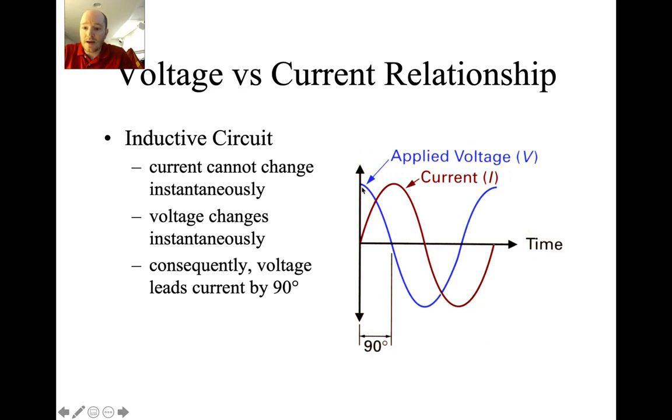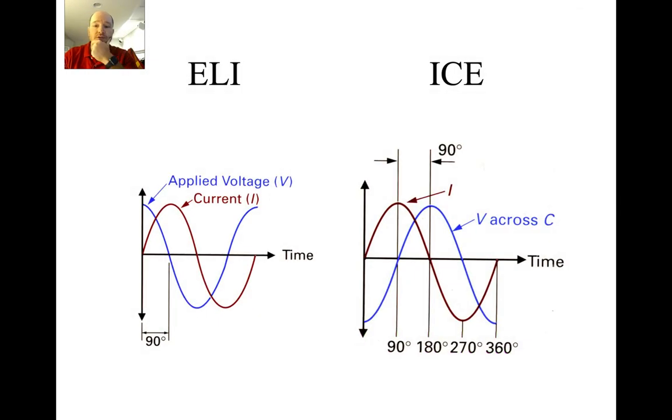Here's my applied voltage. I'm 90 degrees ahead of where my current is. So this is at 90 degrees. This is at 0. And again, this is for a purely inductive circuit. If you throw a resistor in there, you throw a capacitor in there, everything gets thrown off, so that's not going to work. So for our cases right now, we are at 90 degrees. So here it is, Eli the Iceman.